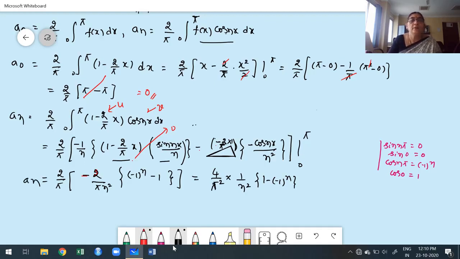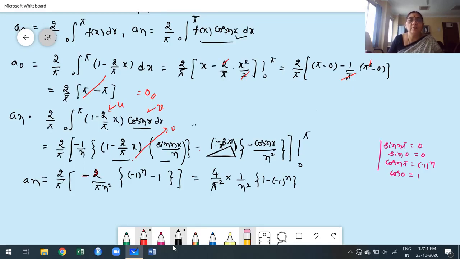Actually, my first explanation based on sin was wrong. An is already written with cos nx, therefore I changed it to cos nx, and then again I applied the UV rule. This is the first function, this is the second function. I think it's clear, so I move to the next thing.